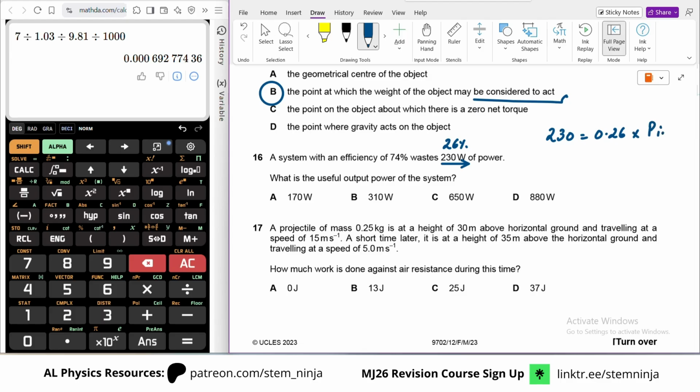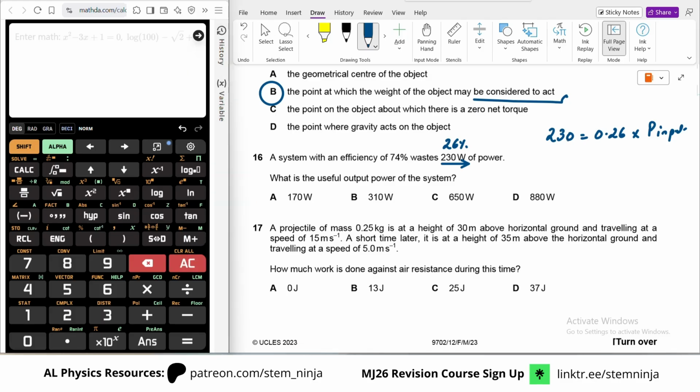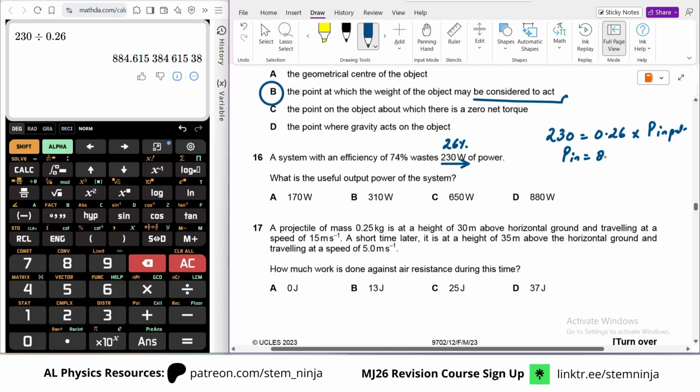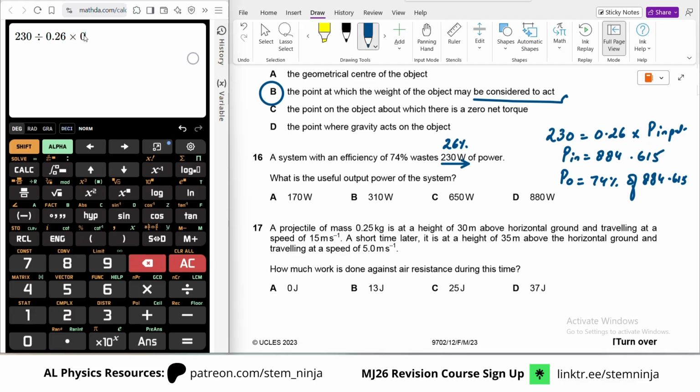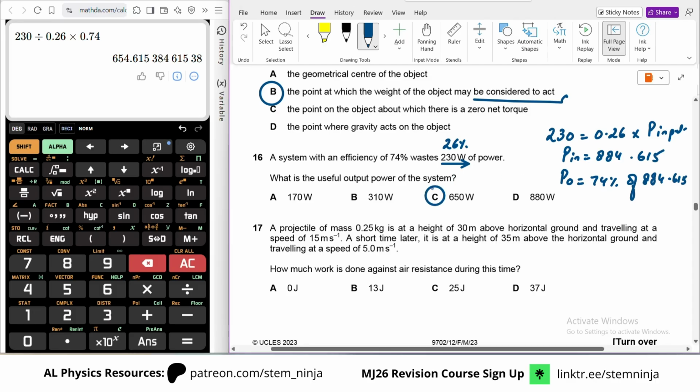of the power input. So if we can find out the power input, we can multiply that by 74%. So 230 divided by 0.26, power input is 884.615. So useful power output would be 74% of this value. So this times by 0.74, so 654, which is 650.